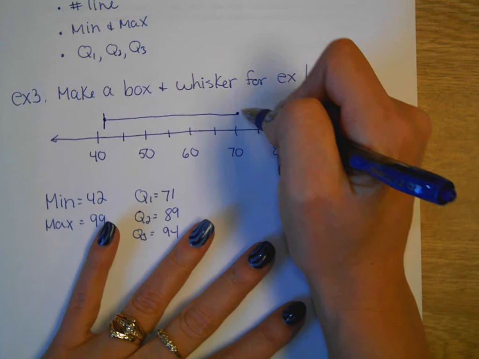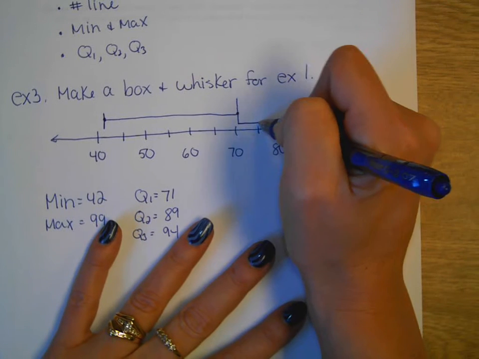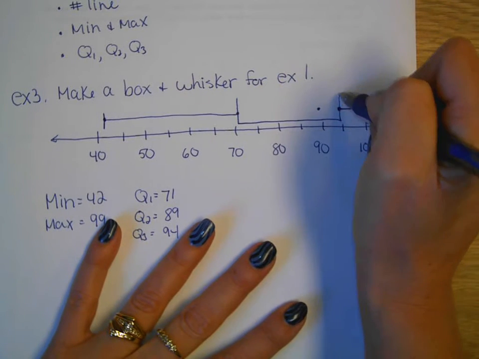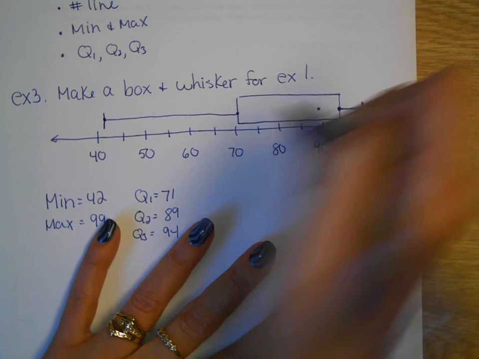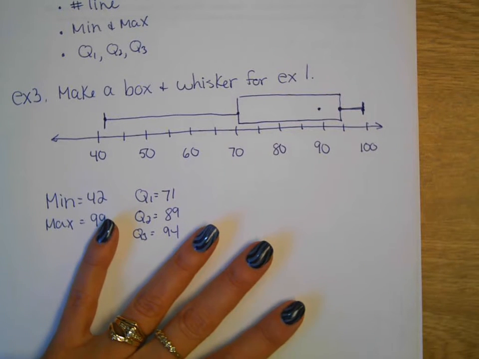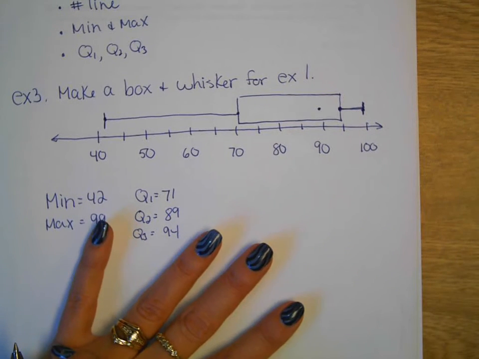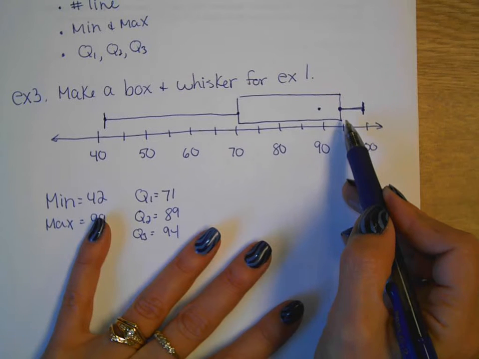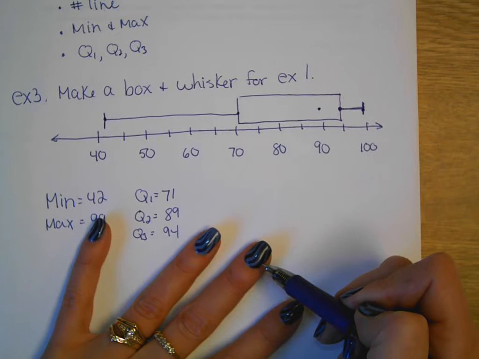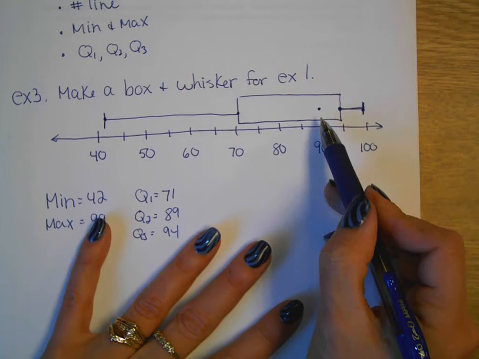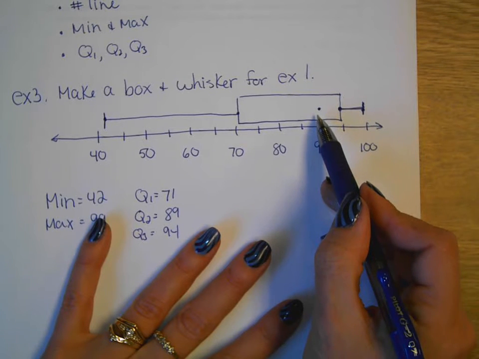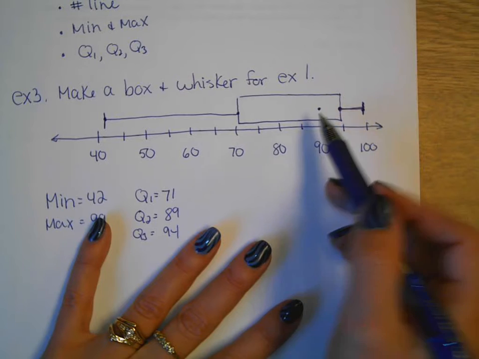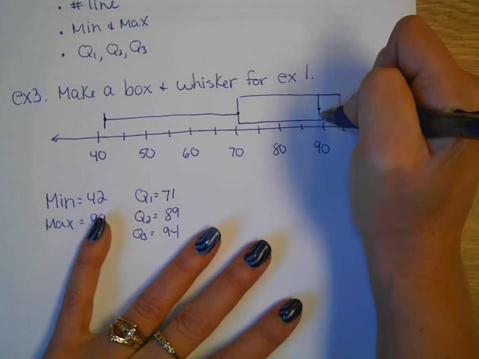Then you put a box around the middle 50%. So that box contains the middle 50% of your data. 50% of the class scored in between 71 and 94. Then this dot in the middle, what is that dot representing again? The median. You just mark it with a bar.